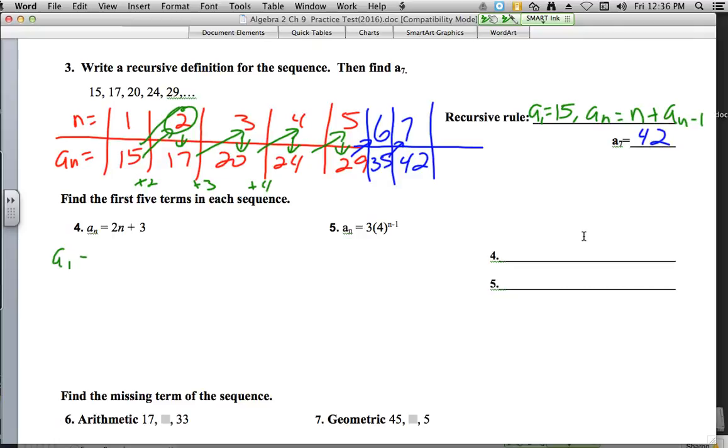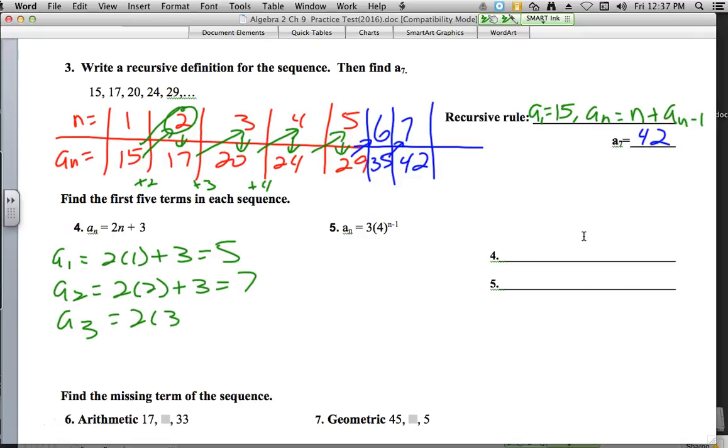So what I do is I think, all right, well, if I put a 1 in, because this would be the first term, what would I get? And that would give me 5. If I put a 2 in, what would I get? That would be a 7. I put a 3 in, what would I get? If I put a 4 in, what would I get? And I start to notice, you know what, maybe I don't need to do that every time because it's 5, 7, 9, 11, and the next one would be 13.